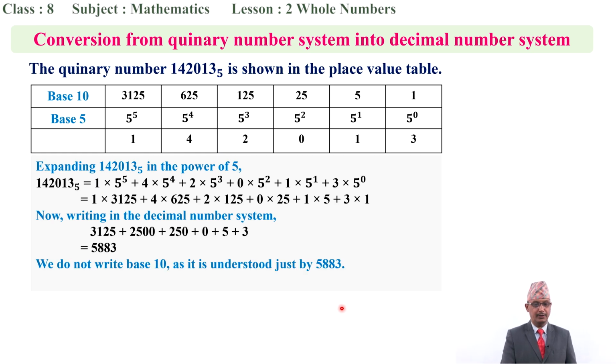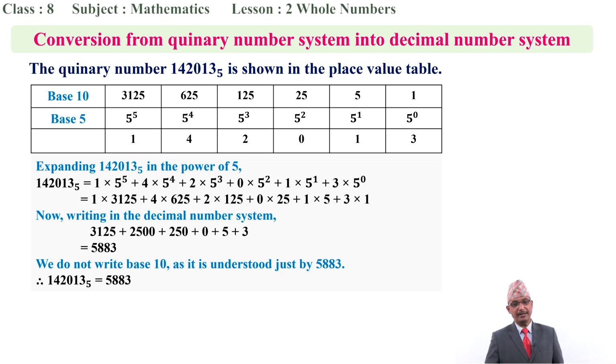5883. So we do not write base 10 in the decimal number system, because if no base is written, then we have to understand the base is 10, and as it is understood we do not write it. So the quinary number 142013 is equal to 5883 of the decimal number system.